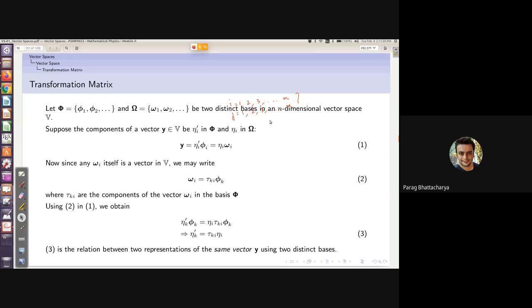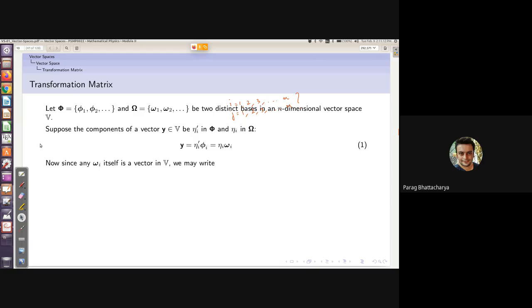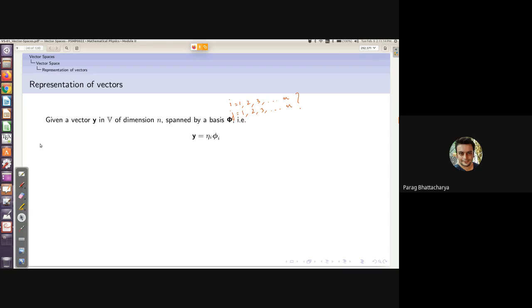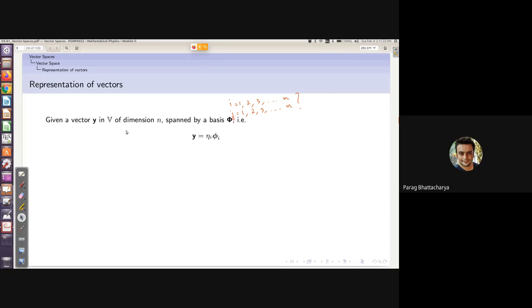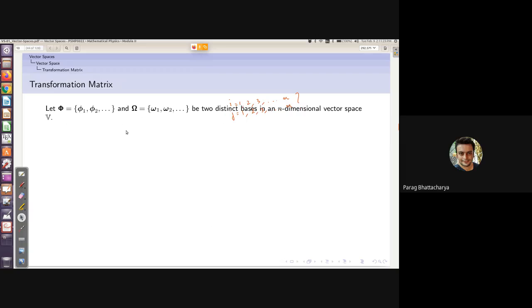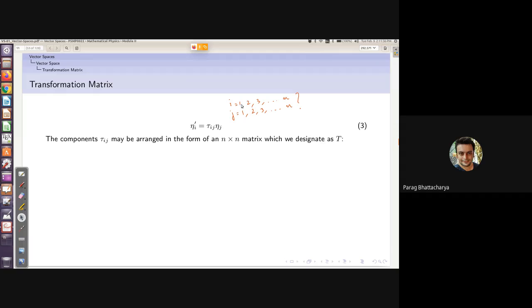The reason is because phi and omega are two different bases, and according to theorem number 1, if one basis has n number of vectors, then every basis will also have n number of vectors. So if phi, let's say, has n number of vectors in the basis, then omega will also have n number of vectors. That's why i and j, both of them, will go up to n.